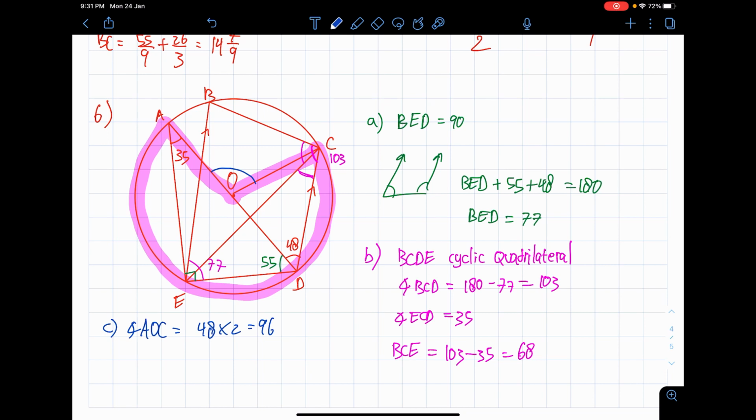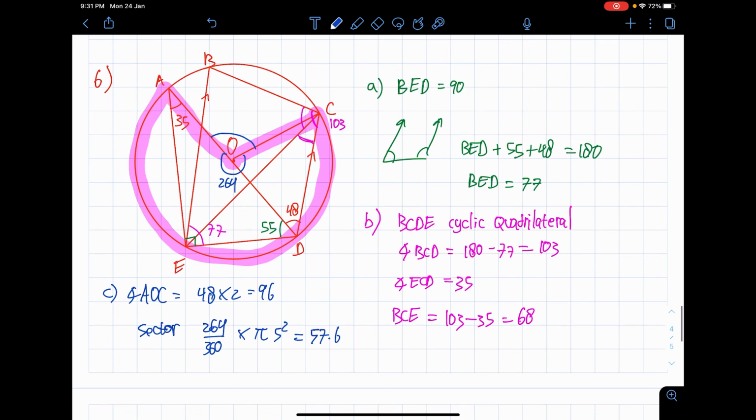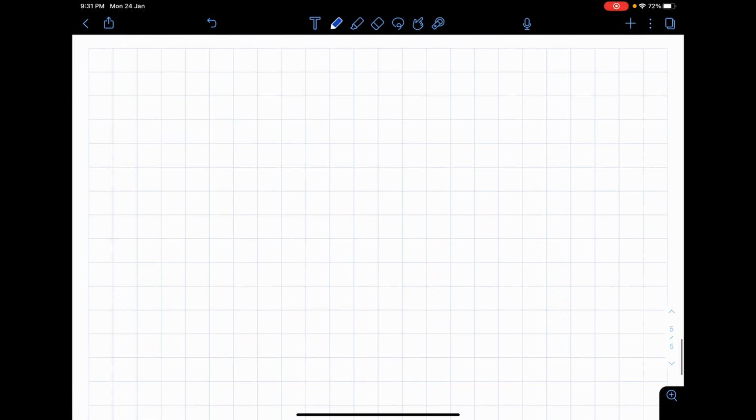But for the major sector, I just need to take 360 minus 96, and that will be 264 degrees. The radius is 5, so that's cool. The area of the sector is therefore 264 over 360 times pi r squared, and that will be 57.6 centimeters squared. Alright, that's cool. That's question 6. Next is question 7.